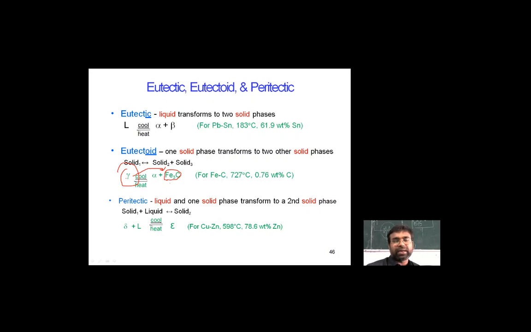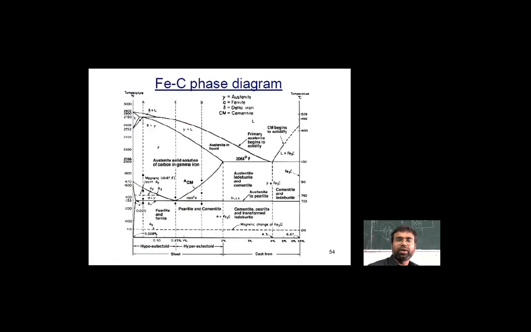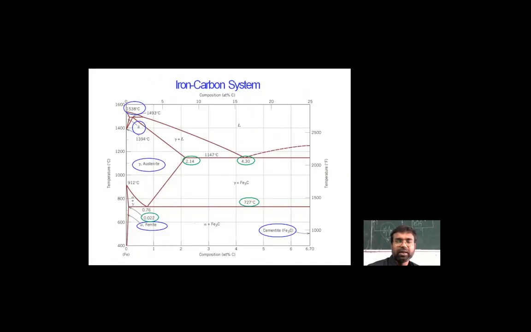Then the next one is the peritectic, in which again one liquid and one solid phase are transformed into a second solid phase, the epsilon shown here. It is the same as we talked about in the earlier lecture. Now you can see the transformation regions: alpha plus ferrite, gamma plus liquid, gamma plus cementite, the gamma phase, delta ferrite, and alpha ferrite. With respect to temperature and composition, they transform from one phase to another, and these phases are defined by different names.